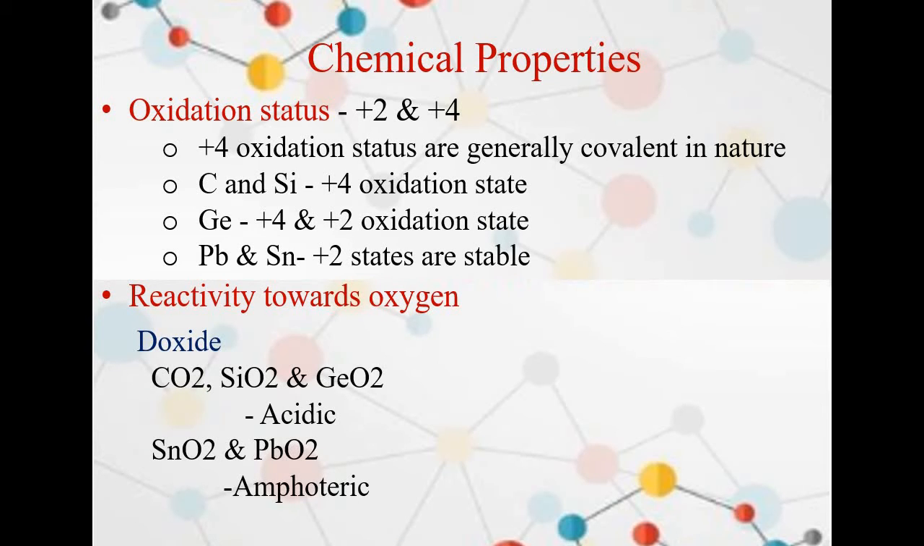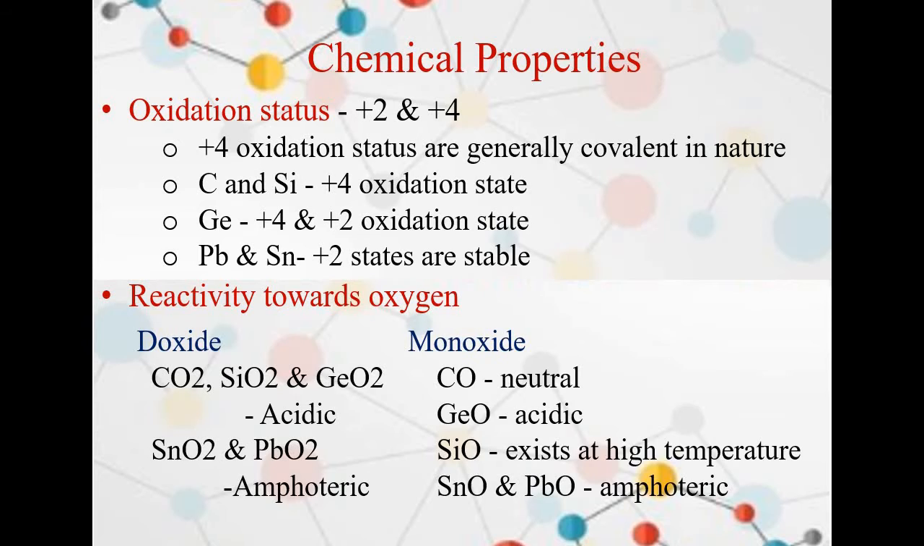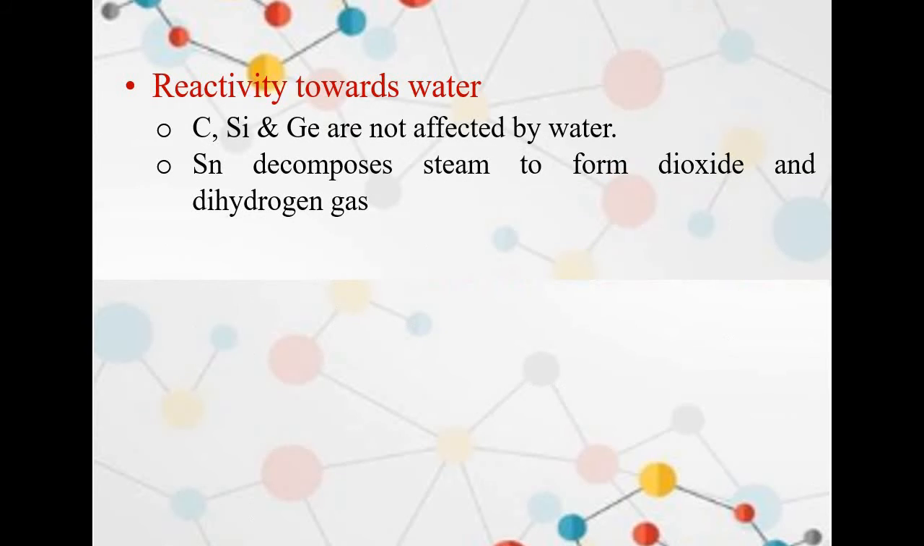Then reactivity towards oxygen. Dioxides and monoxides are present. Carbon dioxide, silicon dioxide and germanium dioxide are acidic in nature. Tin oxide and lead oxides are amphoteric in nature. Whereas among the monoxides, carbon monoxide is neutral, germanium oxide is acidic, silicon oxide exists at high temperature only, and tin oxide and lead oxide are amphoteric in nature.